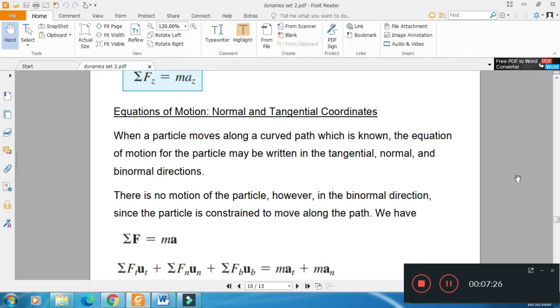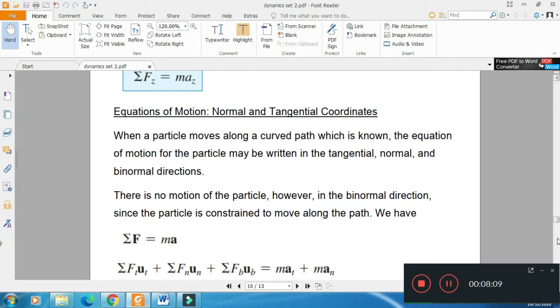Similar to the rectangular coordinate system in which there are x, y and z, in the tangent and normal system the corresponding directions are tangent, normal and binormal. In kinematics we only consider the tangent and normal directions, because the motion is described with the help of tangent and normal only. There is no velocity component in the binormal direction. Similarly, there is no acceleration component in the binormal direction.